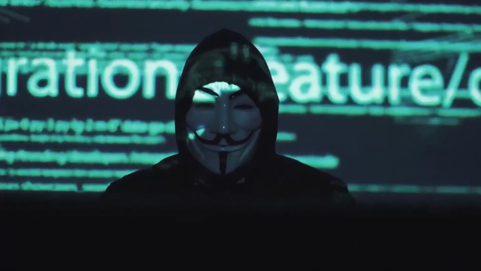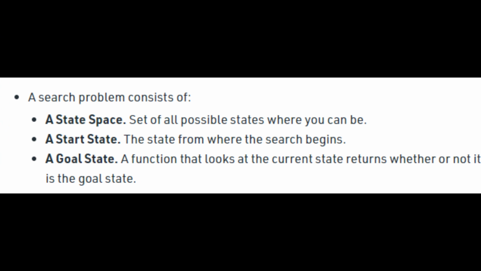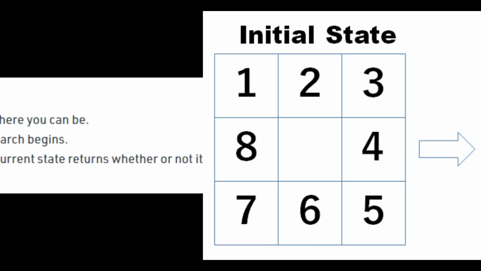In AI, solving a problem by searching involves finding a sequence of actions that lead from an initial state to a goal state. The process of searching involves exploring different possible paths or solutions to reach the goal state.